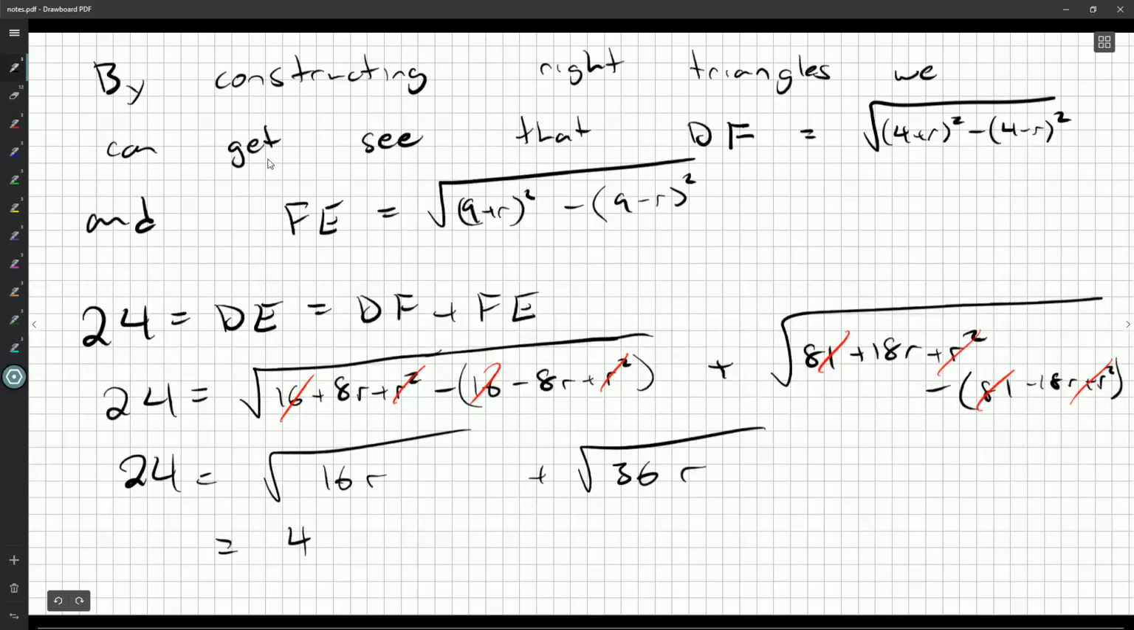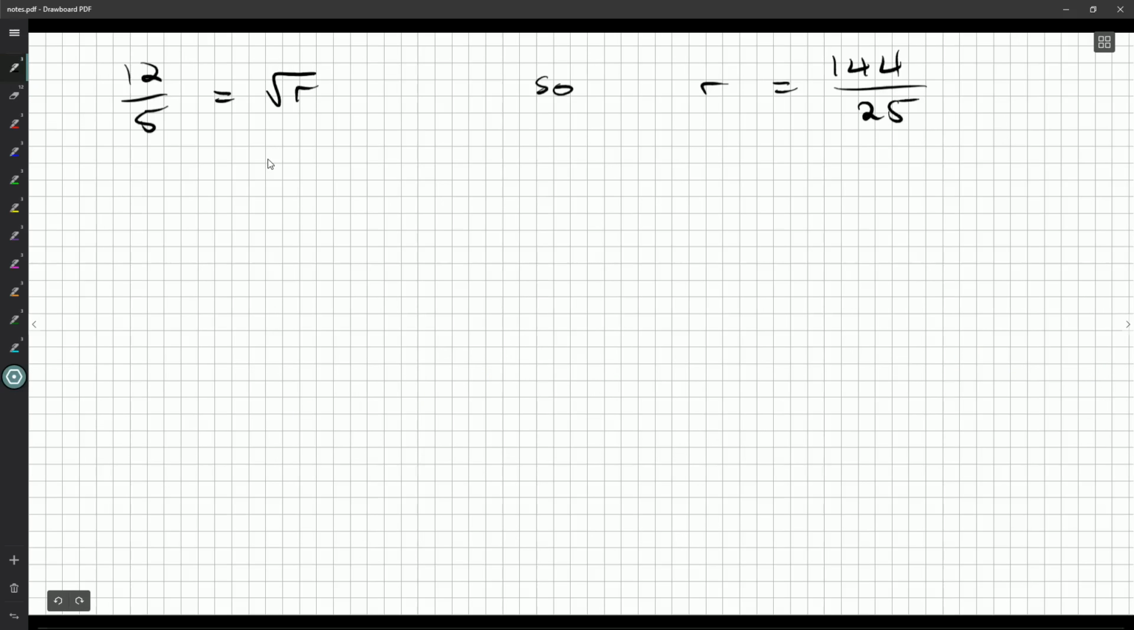So I can pull out a factor of 16, but I'll have to square root it. So we'll get 4 root R plus 6 root R. So we'll have 10 root R. 24 is 10 root R. And so dividing by 10 on both sides, 2.4, or I guess we could say 12 over 5, is equal to root R. So if I square both sides, R is going to be 144 over 25, which is a little bit more than 5. Actually, it's only slightly less than 6, I guess we could say.